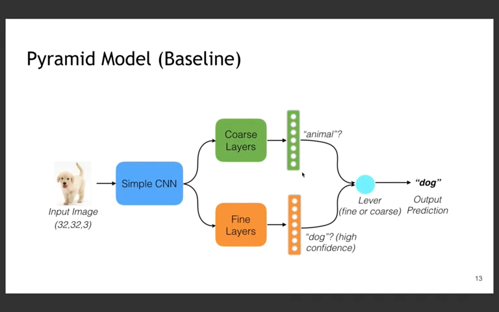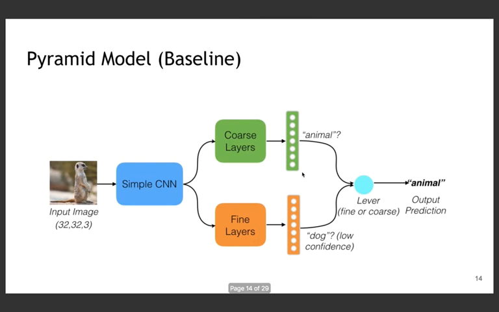So, for example, given this image of a dog, it might be confident enough to predict dog. But given a meerkat, it might just predict animal, since it's not sure about the specific type of animal. And now AJ will talk about our CNN-RNN model.